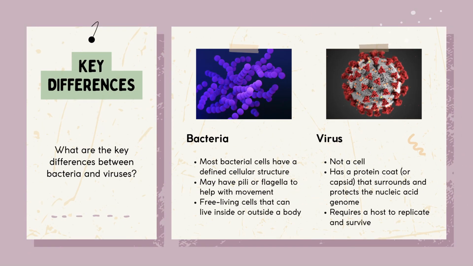Key differences. What are the key differences between bacteria and viruses? Bacteria: most bacterial cells have a defined cellular structure, may have pili or flagella to help with movement, and are free-living cells that can live inside or outside a body. Virus: not a cell, has a protein coat or capsid that surrounds and protects the nucleic acid genome. It requires a host to replicate and survive.